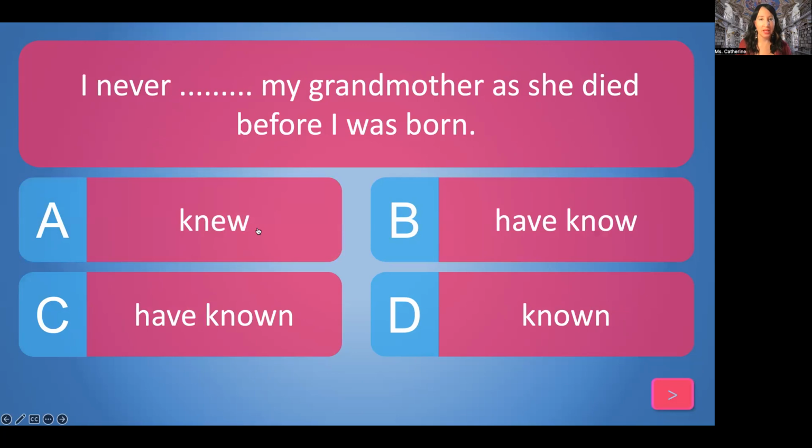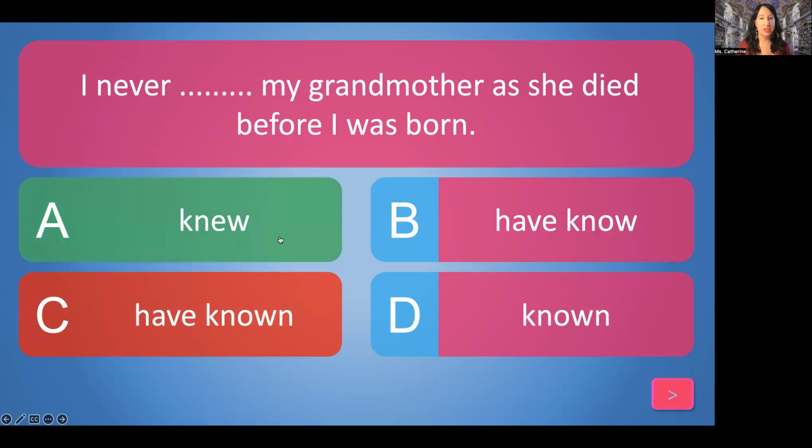How about this one? I never blank my grandmother as she died before I was born. Would it be A, knew, B, have no, C, have known, or D, known? This is tough. I never what? Let's see if we get this together. Nope. I know this is tough. I never what? I never knew. I know this is a tough one.